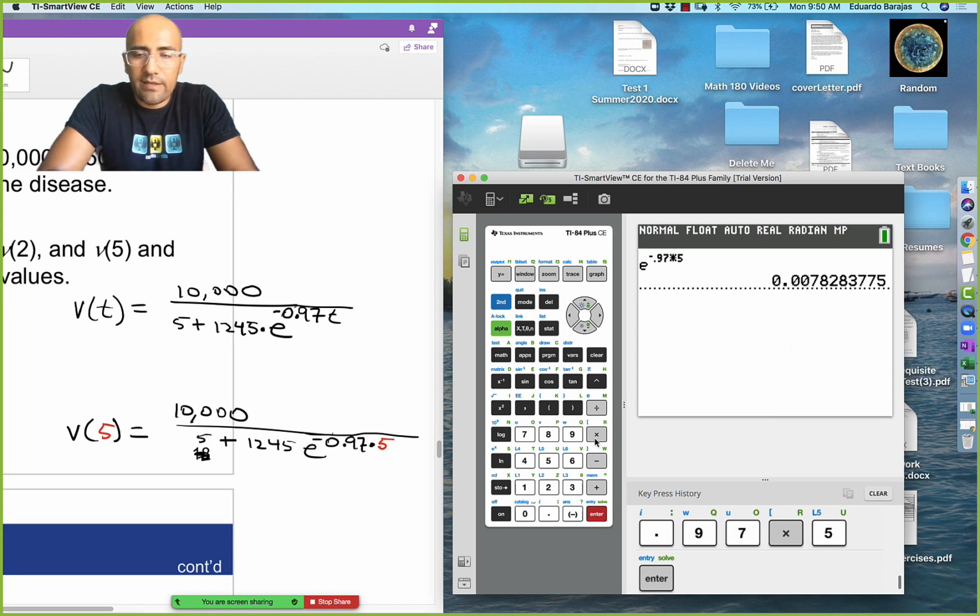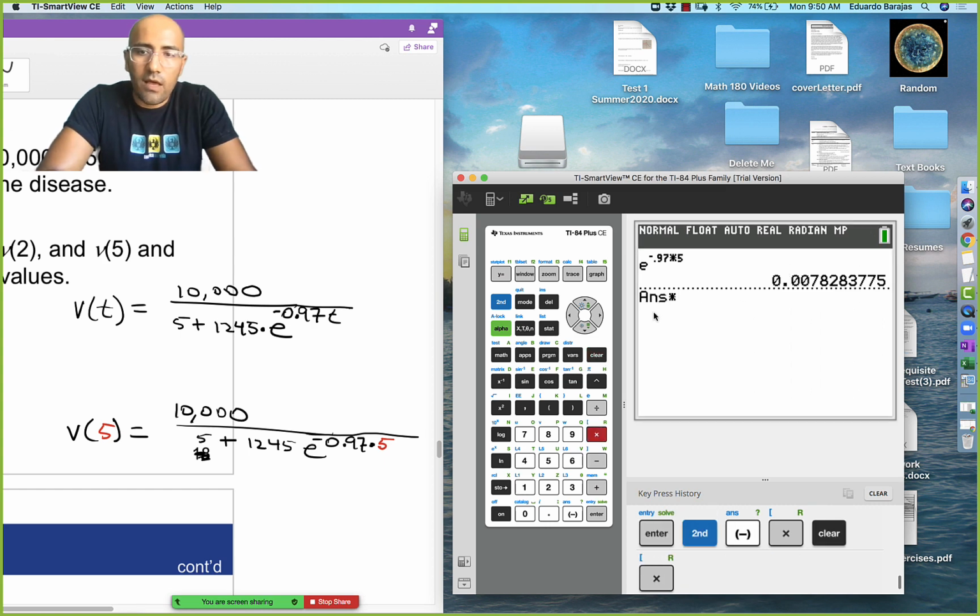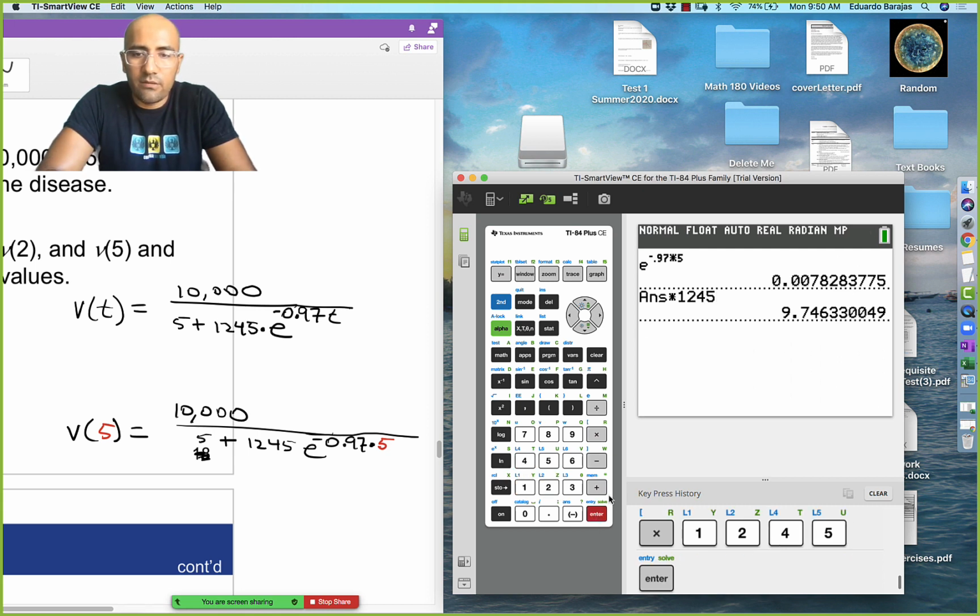Now, another little shortcut: if you jump ahead to the operation symbol first, it'll automatically assume that you mean the previous answer. I could hit previous answer, like we did before, times 1245. Or I can just hit times, and it'll automatically assume that I mean the previous result from our calculator. So that would be e to the power of this, multiplied by 1245, get an answer. And then again, I jump to the operation, plus, and it automatically assumes it's the previous number, plus 5.